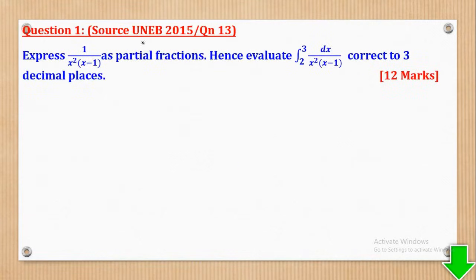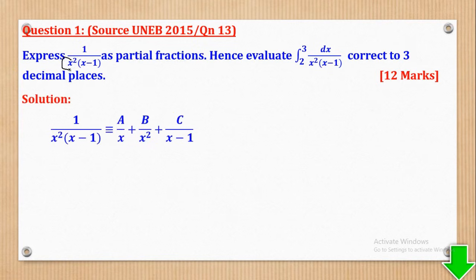Question 1 came from UNEB 2015, paper 1, question 13, and says express this as partial fractions and hence evaluate this correct to 3 decimal places. Now this one has a repeated factor because we see here x squared. So first start with power 1, then go to power 2, like that. Because the power is 2, we have to stop at 2. But we also have another factor which is x minus 1, so we'll come and put it there.